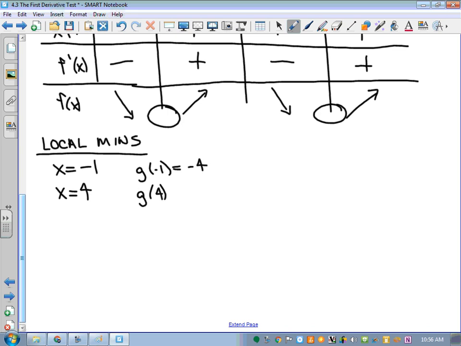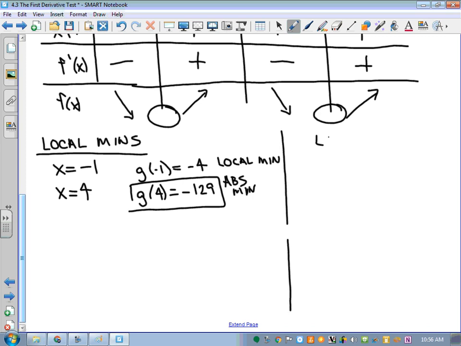Now, looking at that graph, this is the lowest point, so this is actually an absolute min. We'll talk a little bit more about that in the last example, but this would give me a local min, and then 4, negative 129 is the absolute lowest point on this graph. Local maxes, there is only one. That's going to be when x is equal to 0. And if we evaluate function g at 0, we get negative 1. And so that would be a local min.